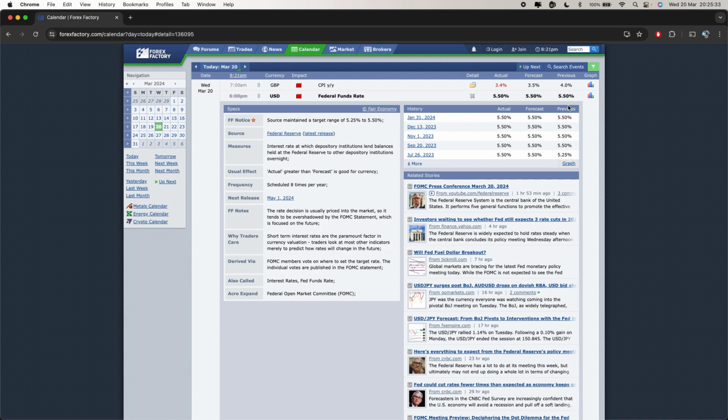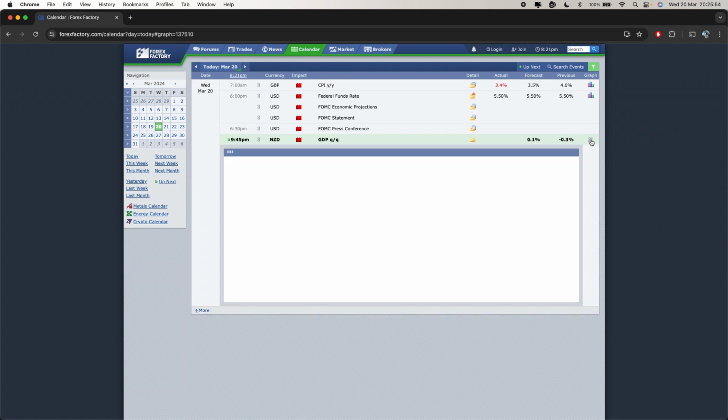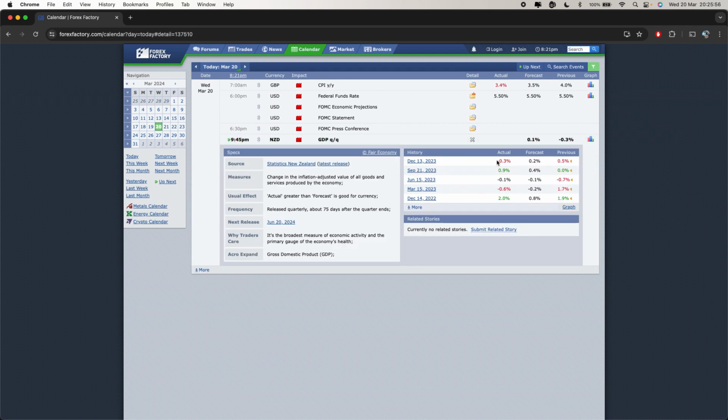The previous time before today was January 31st. That was 5.5, as you can see, and you can see over here as well. All the numbers have technically been 5.5 every single time. Each event, each news type, it varies. Let me see if I can show you. Wrong button, sorry. For example, as you can see, the previous on NZD was 0.5, the forecast is 0.2, and the actual was negative 0.3, and that was a negative news.